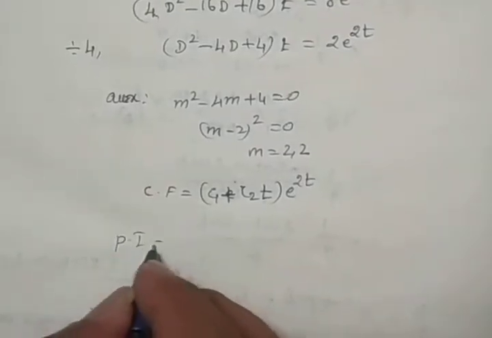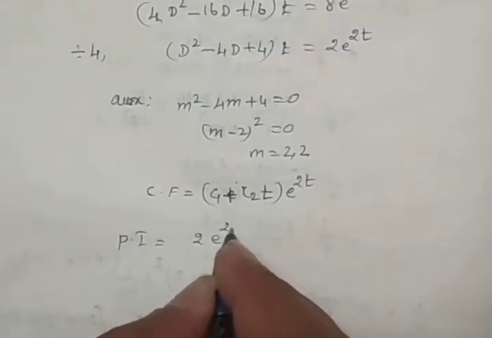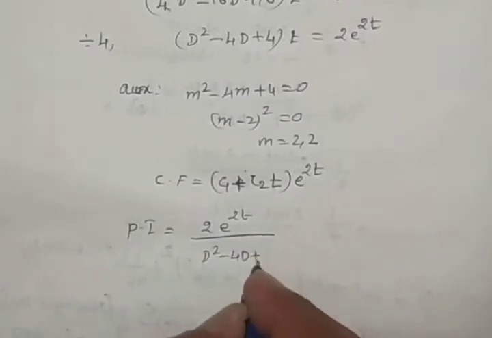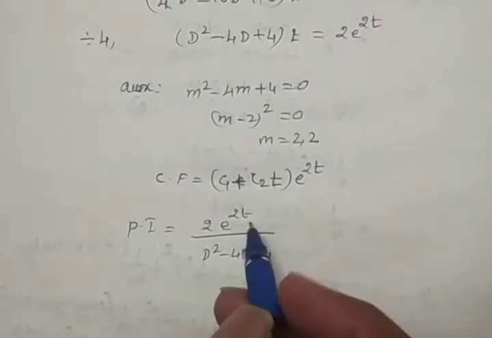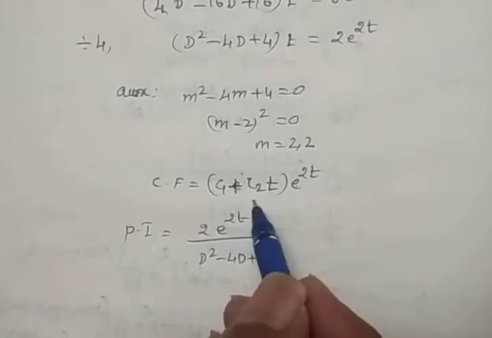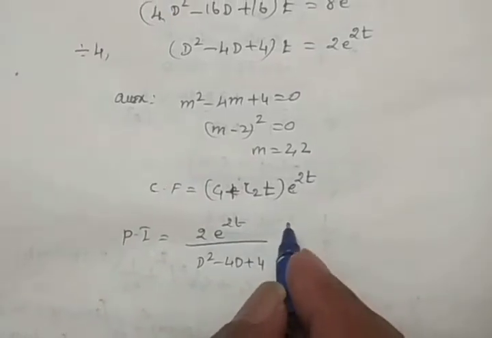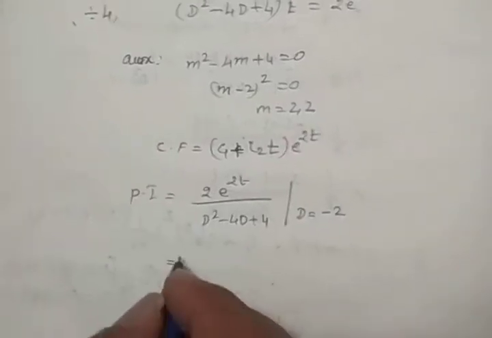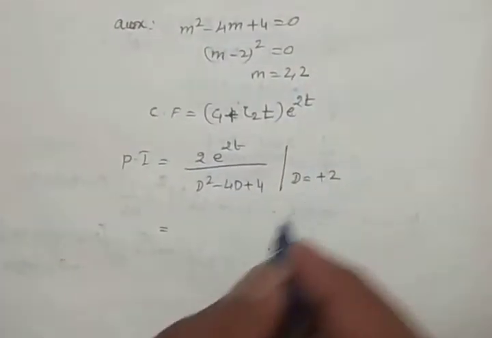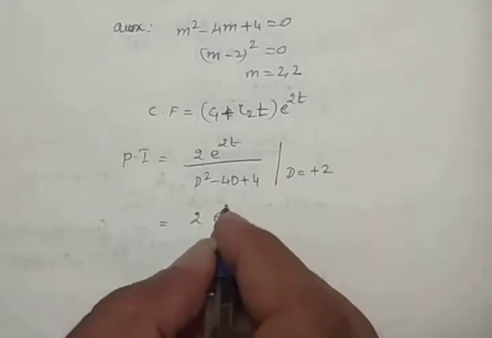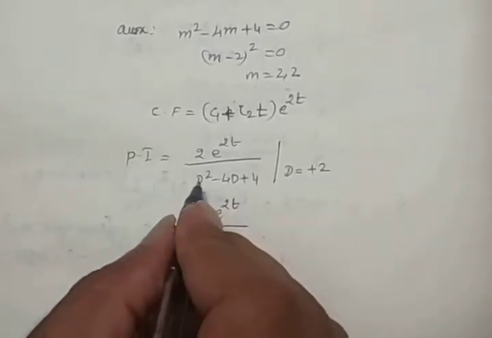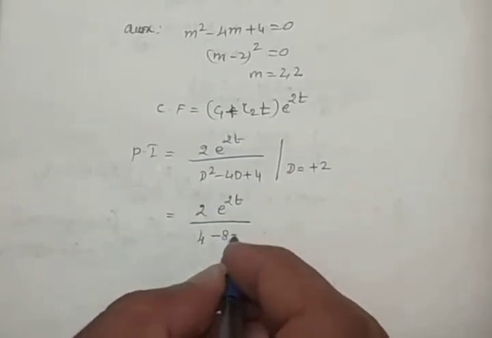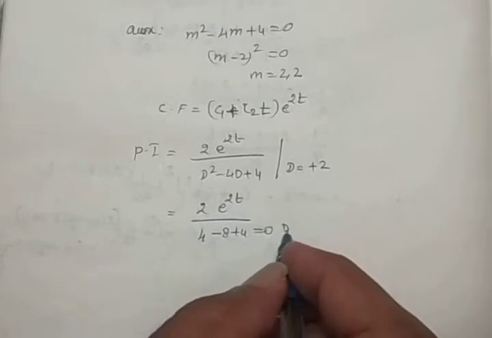Particular integral is 2 times e power 2t by D square minus 4D plus 4. So here e power 2t is there, and we get the denominator as 0. So what must we substitute? D equal to 2. If we substitute D equal to 2, we get 4 minus 8 plus 4 equal to 0. So the denominator is 0.